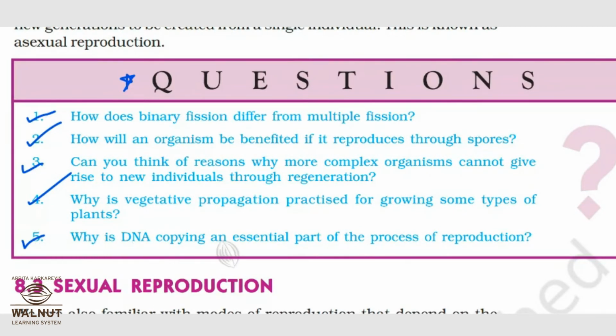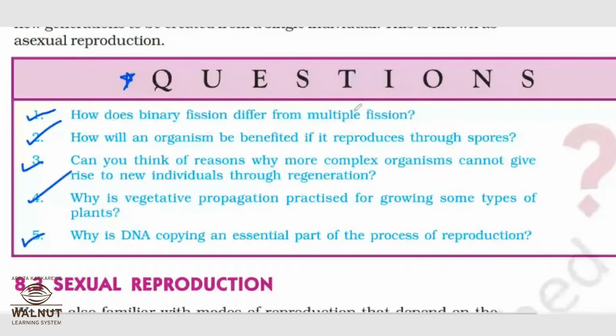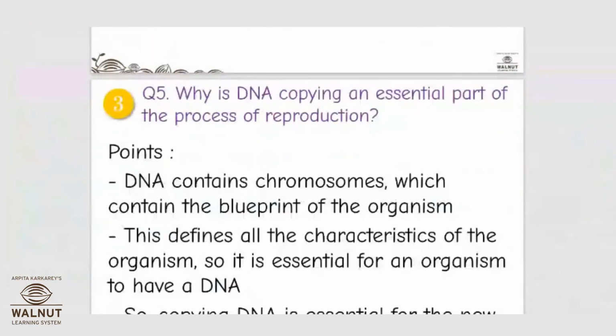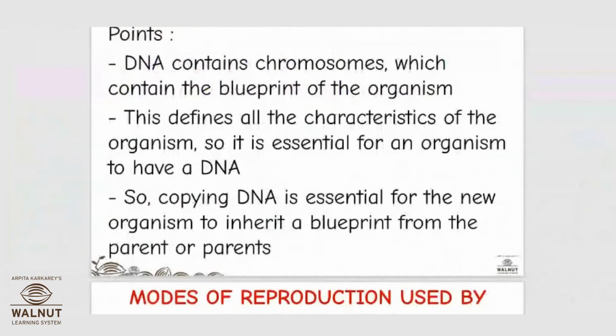Okay, so let us see what is given to you. These points are given. DNA contains chromosomes. All of us know that, right? Which contain the blueprint of the organism. This defines all the characteristics of the organism. So it is essential for an organism to have DNA. So what does this mean?